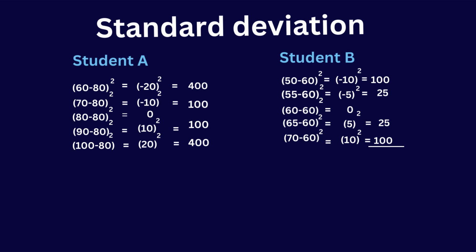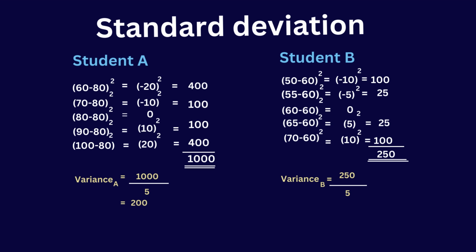Now let's get the total of these values. The total of squared deviations from the mean for student A is 1000. The total for student B is 250. Now we are going to calculate variance. Sum the squared deviations and divide by the number of scores to get the variance. So the variance for student A equals 1000 divided by 5, which equals 200. The variance for student B equals 250 divided by 5, which equals 50.